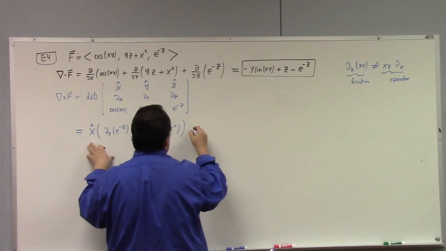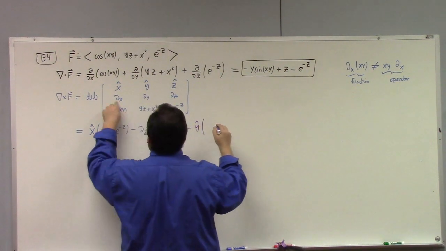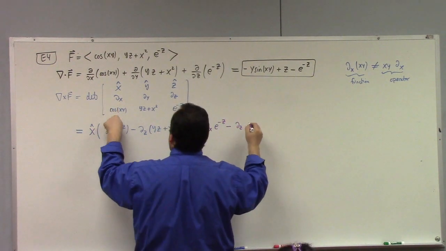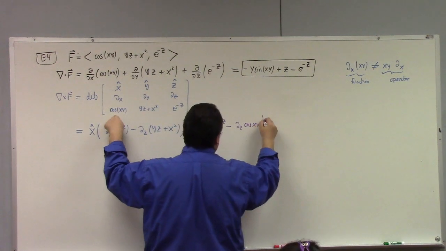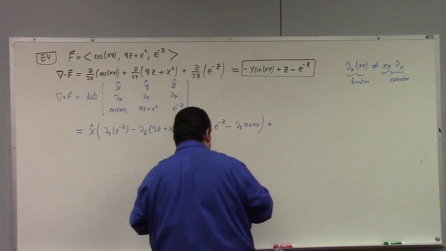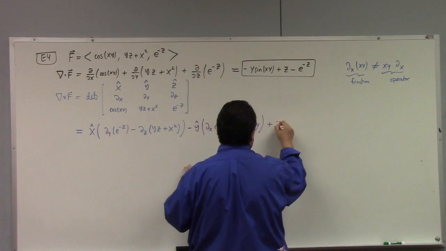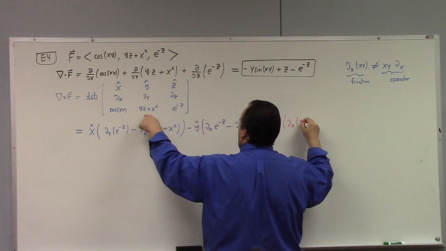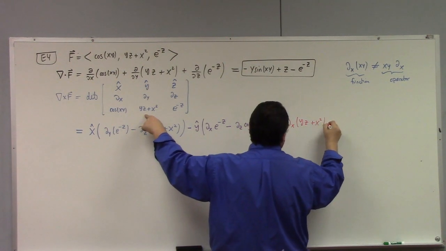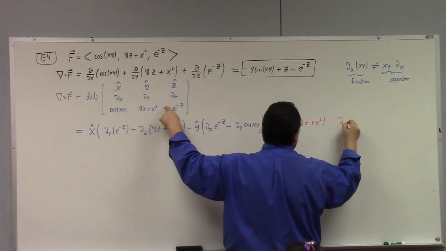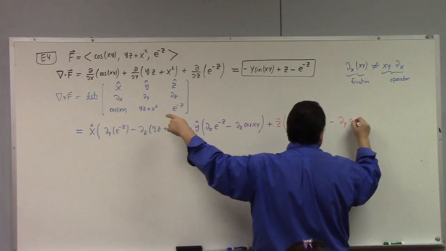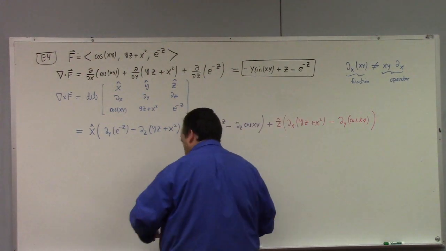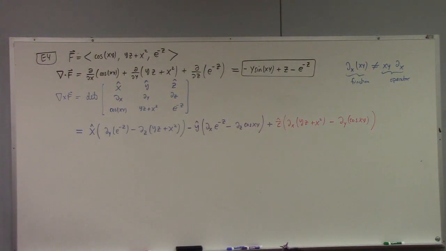So then we have a minus y hat times partial x of e to the minus z minus partial z of cosine of xy, plus z hat. And there we've got partial x of yz plus x squared minus partial y of cosine of xy.